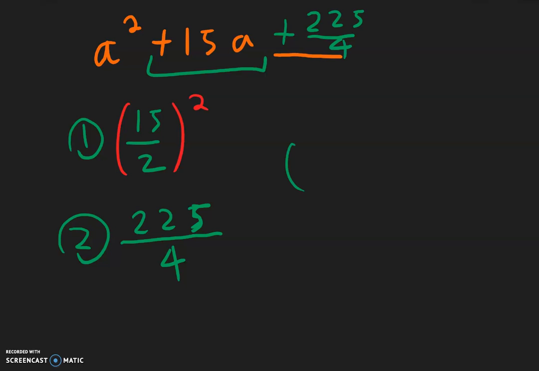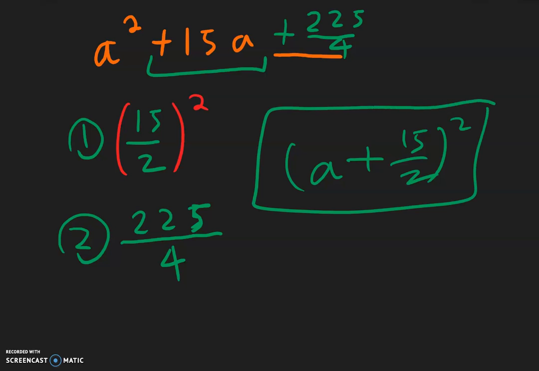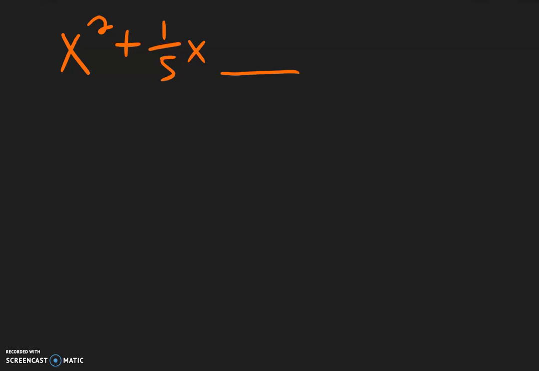Now, when factoring this, we get x plus 15 over 2 squared as our answer. And for this example, it's a little bit tricky. Our b value is a fraction already. So here's a trick you can use when dividing fractions. When dividing a fraction by 2, it's the same thing as multiplying the denominator by 2. So 1 over 5 divided by 2 is 1 over 10.